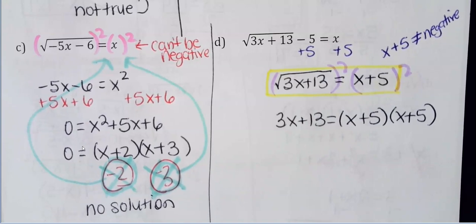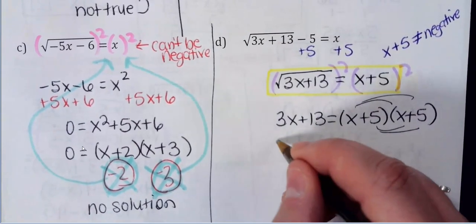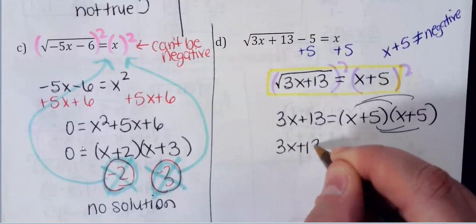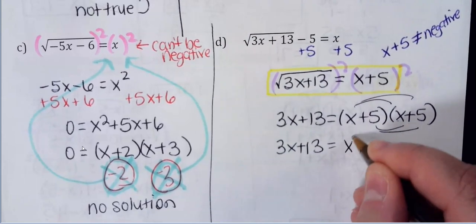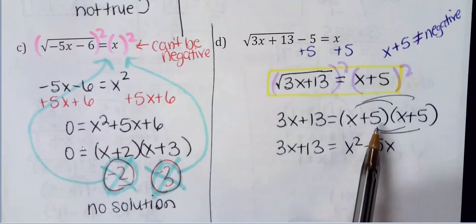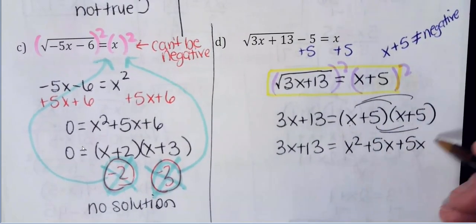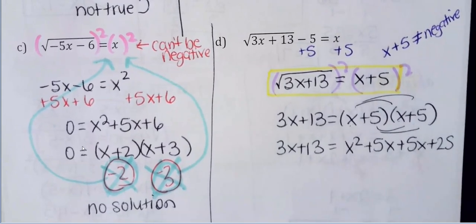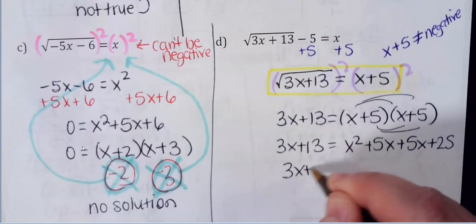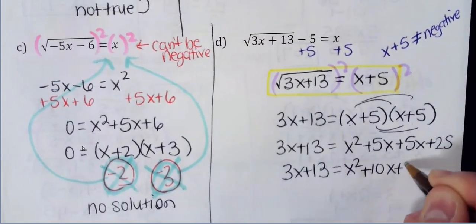So just a little double distributive property. Draw yourself a box. Use the FOIL, whatever is your favorite. All right, so I'm going to do x times x. I got x squared. X times 5 is 5x. And then I got to multiply 5 by both of these guys. So I'm going to get another 5x. And then 5 times 5 is 25. So I've got 3x plus 13 equals x squared plus 10x plus 25.